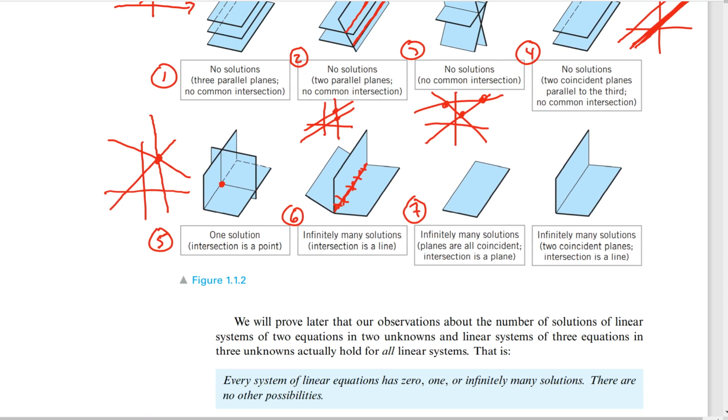So in situation 7, all three planes are identical. So all three equations are the same up to a constant multiple, the exact same plane. Here in 8 you've got two overlapping and one that's non-overlapping, so they intersect along a line. So you've got again infinitely many. So you'll notice that in all cases you have either no solutions, one unique solution, or infinitely many.